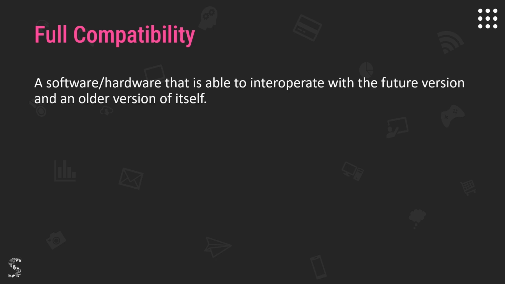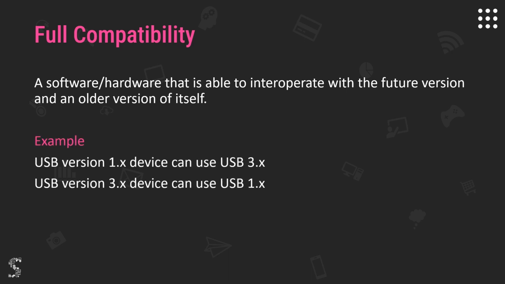Now let's talk about full compatibility. It is basically a combination of backward and forward compatibility, which is software or hardware that is able to interoperate with a future version and an older version of itself. For example, if I have a device with USB version 1, it can run with a device with USB version 3. Of course, we will lose the speed of USB 3, but we can still use the USB. And the other way around, if we have a USB version 3 device, we're still able to run a USB 1.x device.